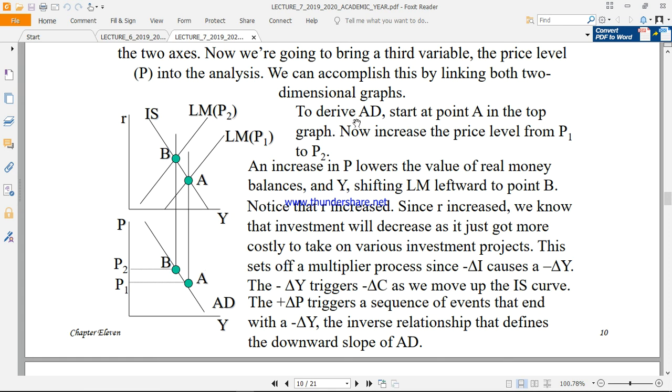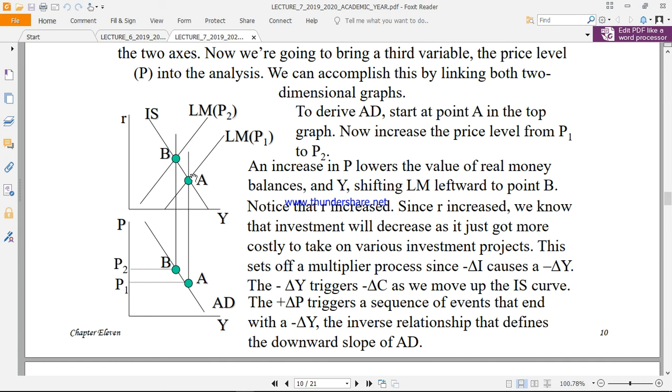To derive the aggregate demand curve, we are going to start at that particular point. We have the rate of interest R0 and output Y0 there. So we have equilibrium in the goods and services market and the money market. And at that prevailing equilibrium, we have the level of output that is demanded, Y0, at a price level P1.